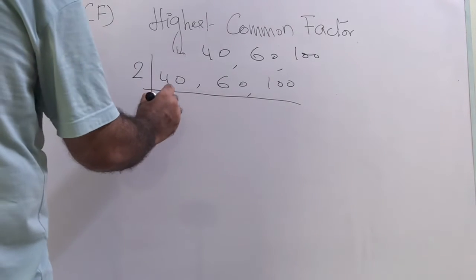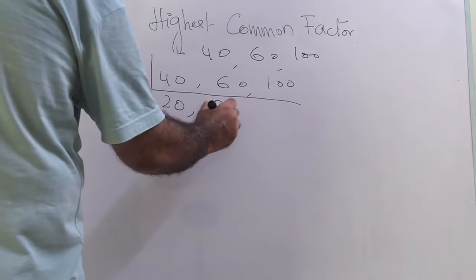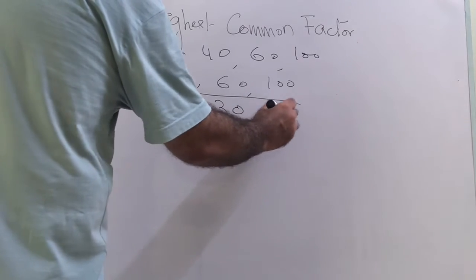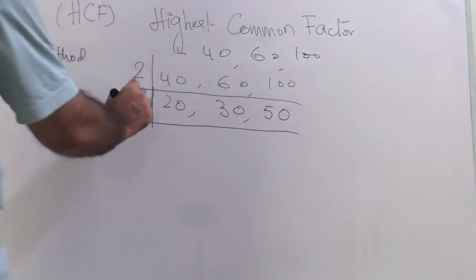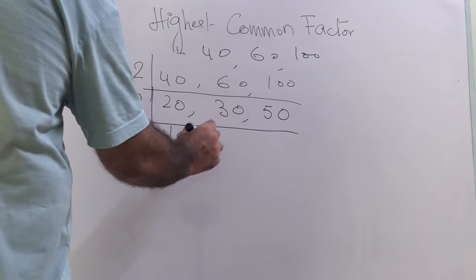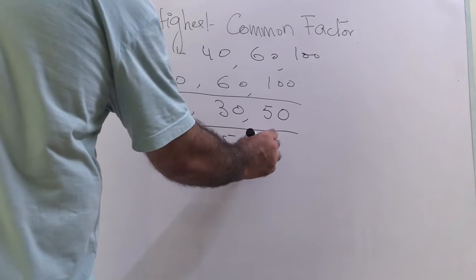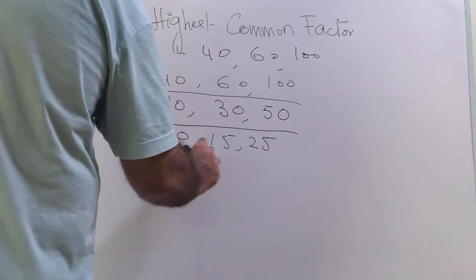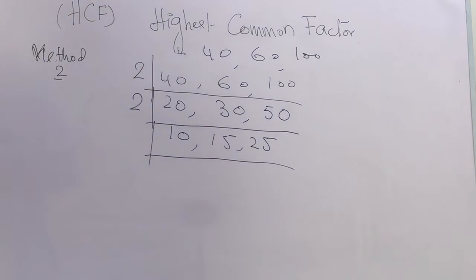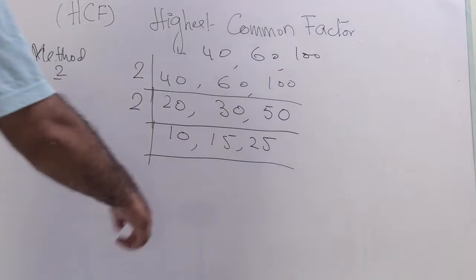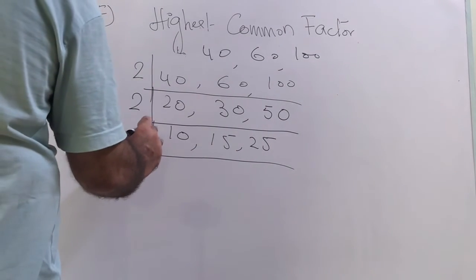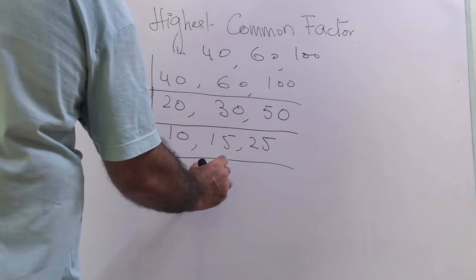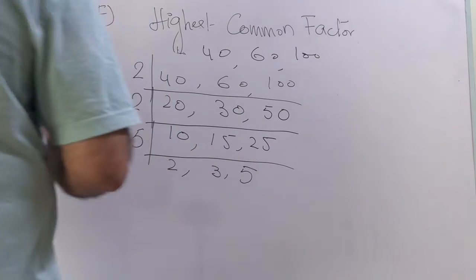40 divided by 2, we get the answer 20. Here we get the answer 30. Here we get the answer 50. Then again go for 2, we get 10, we get 15, and we get 25. Then we cannot go for 2 because 15 cannot be divided by 2, 25 cannot be divided by 2, so we will go for 5. 5 2s are 10, 5 3s are 15, and 5 5s are 25.